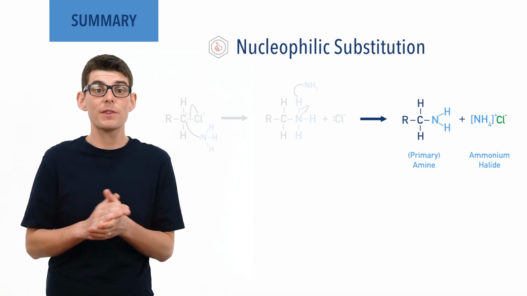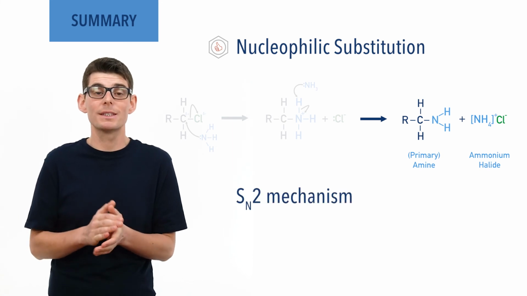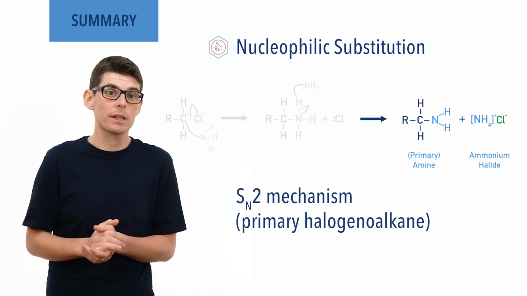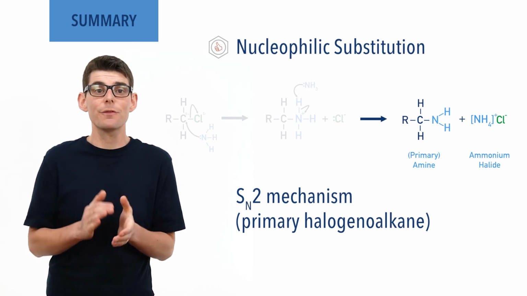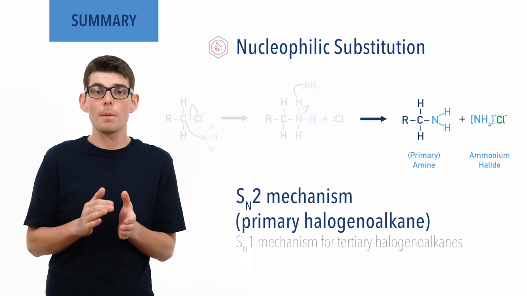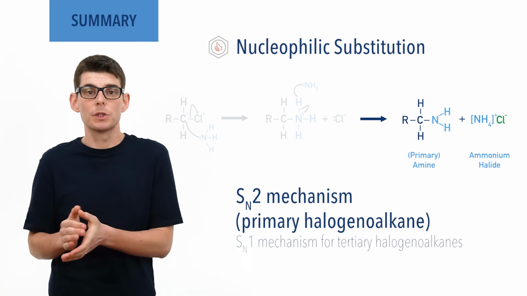This is more specifically referred to as an SN2 mechanism and occurs when primary and secondary halogenoalkanes react. For tertiary and some secondary halogenoalkanes, a different mechanism occurs, called an SN1 mechanism, where the carbon-halogen bond must break before the nitrogen can make a new bond to the carbon.